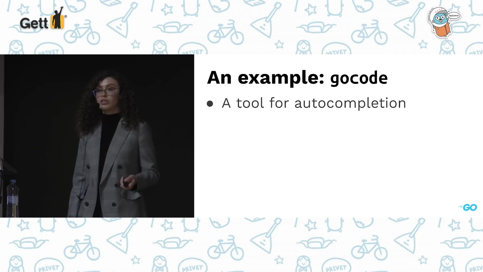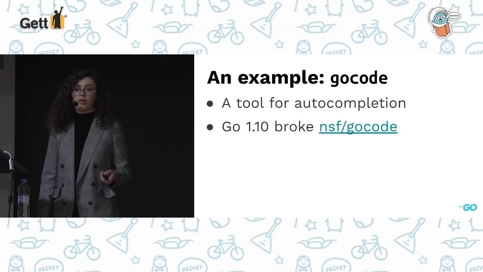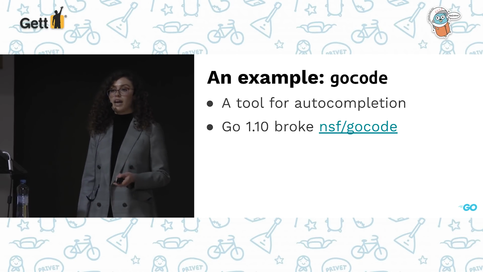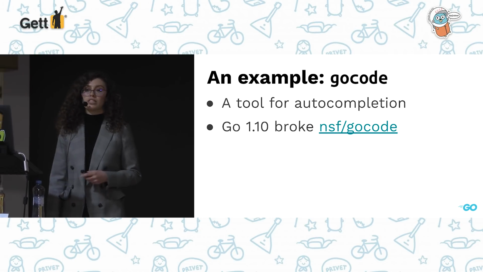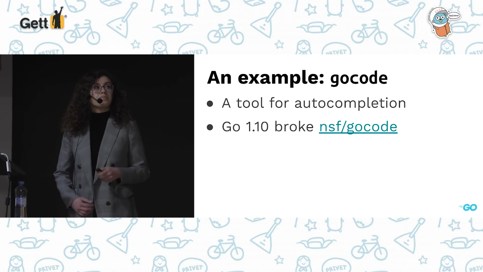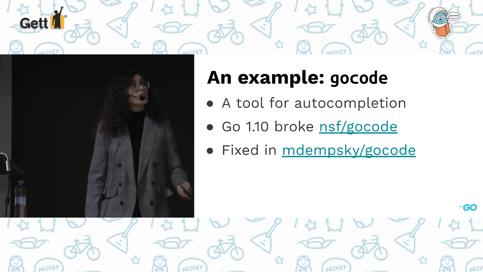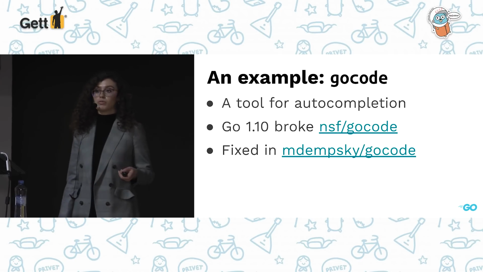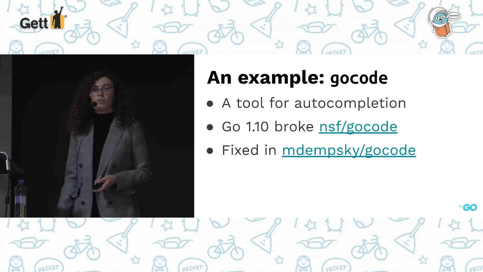So everything worked really well until Go 1.10 came out. Go code broke with Go 1.10 because a build cache was added to the Go build command in 1.10. This change was just incompatible with the way that Go code worked, and so it was just broken. Everyone's auto-completion broke when they upgraded. But fortunately, an engineer on the Go team completely rewrote it and forked it into his own repository. So, okay, the problem is solved.